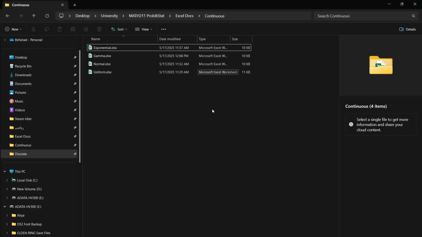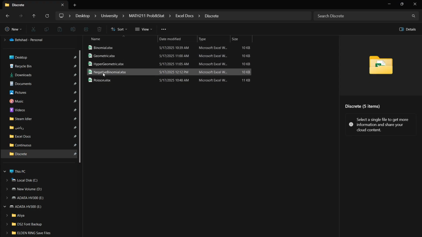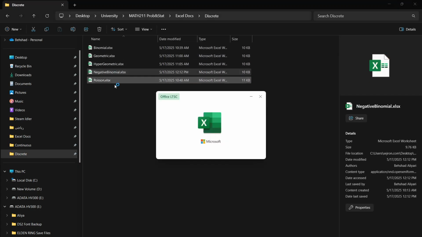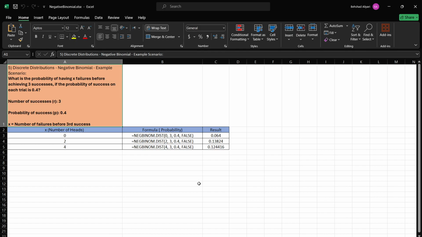I think that's enough for continuous. Maybe I want to go back to discrete and talk about negative binomial. Negative binomial is basically the chances of failures. What is the probability of having X failures before achieving 3 successes if the probability of success on each trial is 0.4? So our number of successes is 3, the probability of success is 0.4, and X is the number of failures before. So we have 0, 2, and 4.